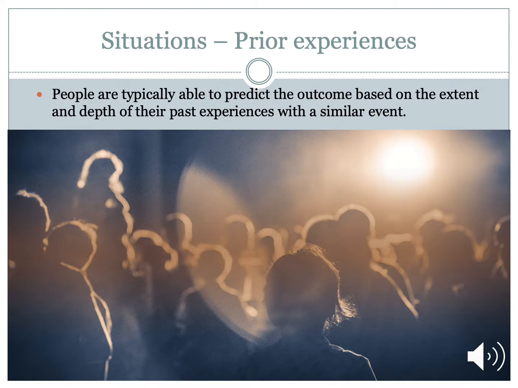Situations and prior experiences. People are typically able to predict the outcome based on the extent and depth of their past experiences with a similar event. The ability to anticipate the outcomes of a situation is also greatly influenced by an individual's cultural background, because this will shape the types of experiences the individual experiences. Situational observations either lead individuals to have preset notions about certain events or to explain the causes of human behaviors.